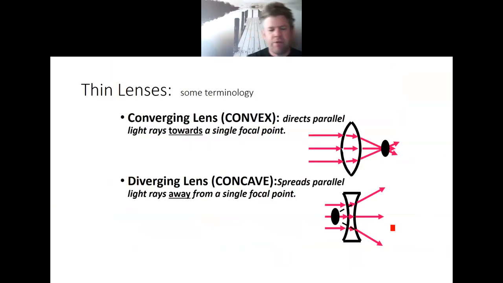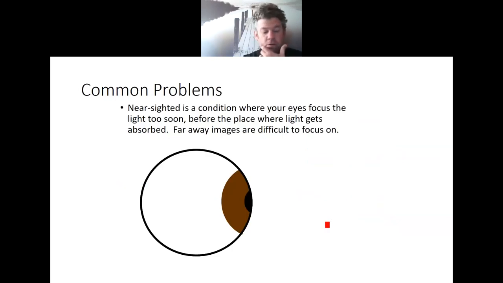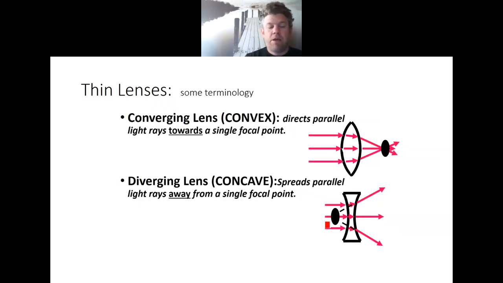Diverging or concave. All right. We've already talked about the converging or the convex, right? What that means is for our convex, these things are going to bend to a specific focal point behind. A diverging lens or concave lens is going to have a focal point that we use in the front of it more than anything else. And what happens is that if we see these parallel light rays, then they're going to spread away and get wider and farther apart, okay?